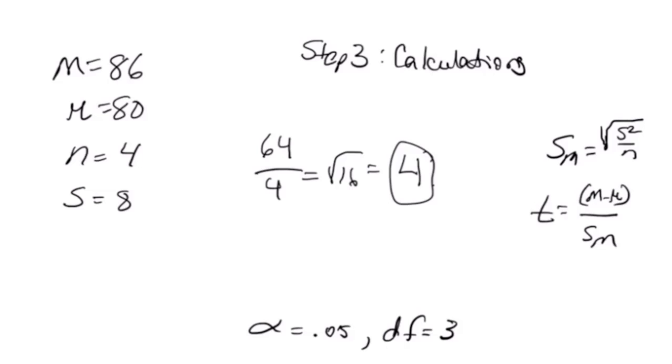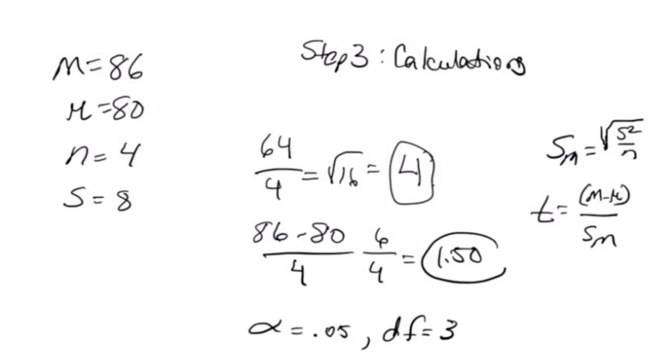Now we can figure out our t statistic by taking our mean of 86, subtracting the population mean of 80, and this time dividing by 4. So that gives us 6 divided by 4, which gives us a t statistic of 1.50.